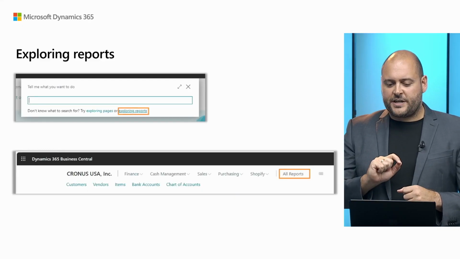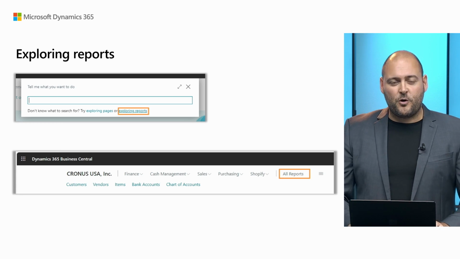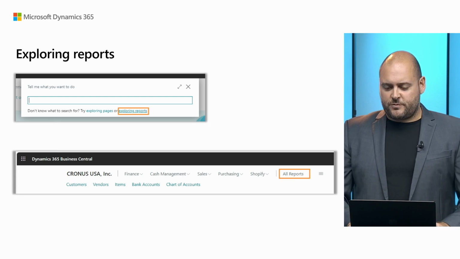But wait, there's more. There's a new link in Tell Me and navigation pane that helps with reports. Can you tell us a bit more about this, Mike? That's right, Ivan. So those of you with sharp eyes may have also noticed actually two new links here. One in Tell Me, which says Explore Reports, and another one on the Role Center homepage, which also says All Reports. So what is this all about?